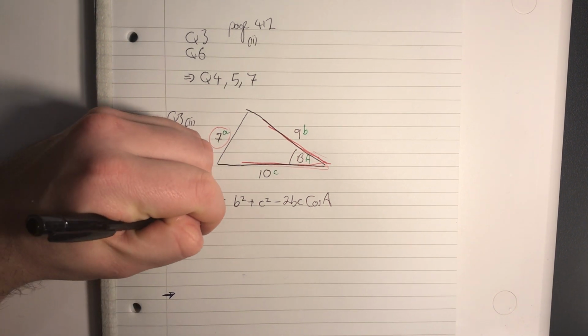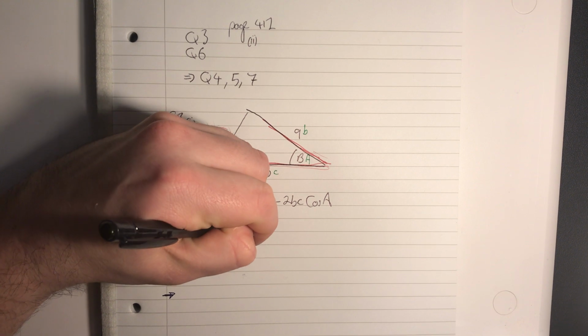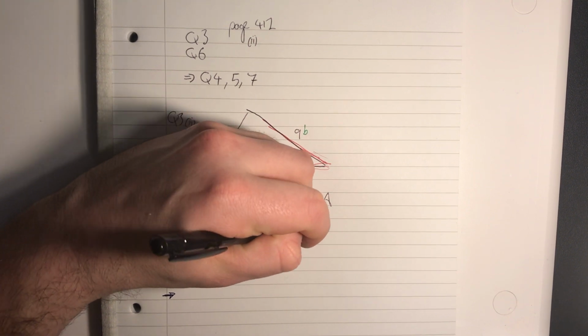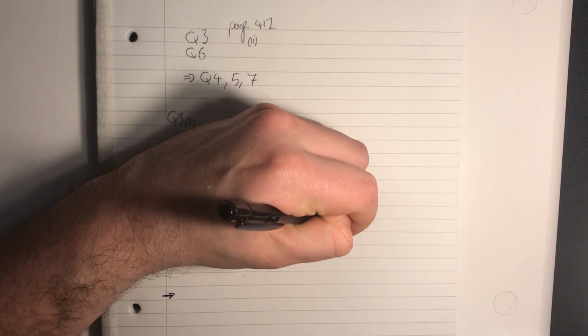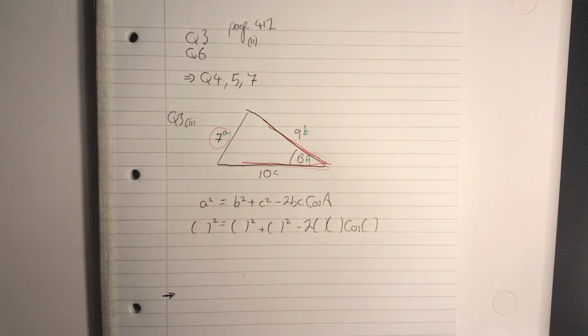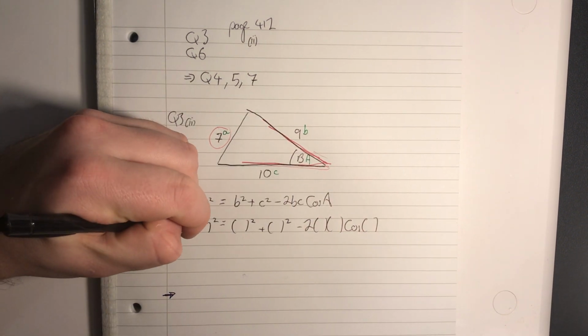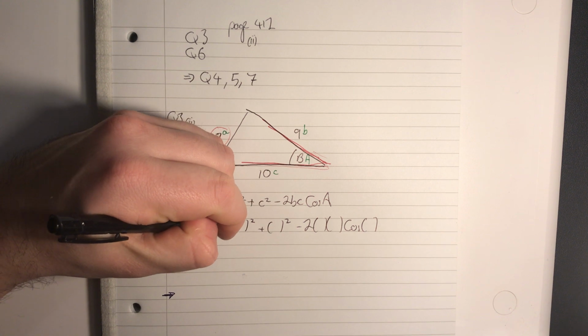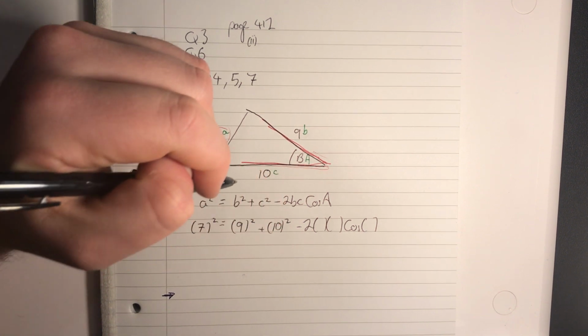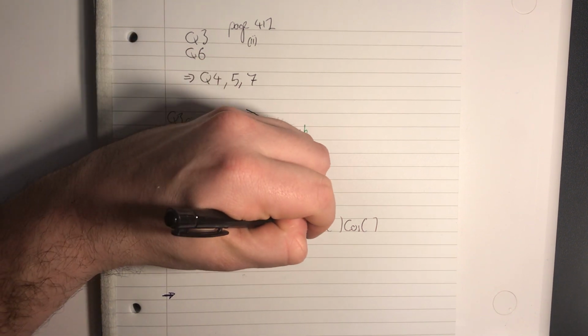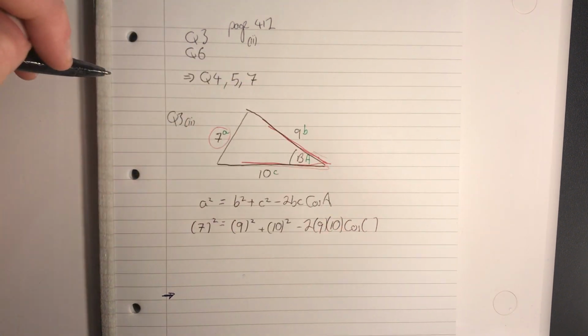So I can then set it up. A squared is equal to something squared plus something squared minus 2 something something cos something. And into A I put in 7. Into B I put in 9. Into C I put in 10. And into the angle I put in B.